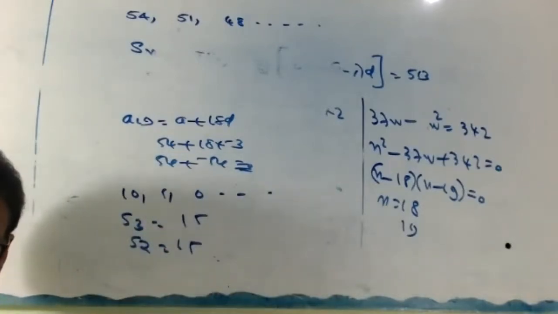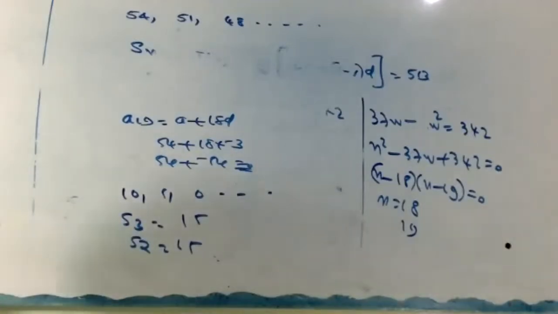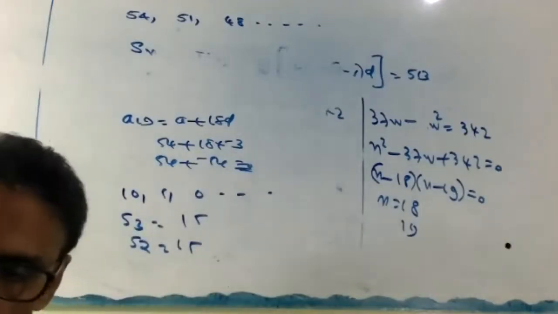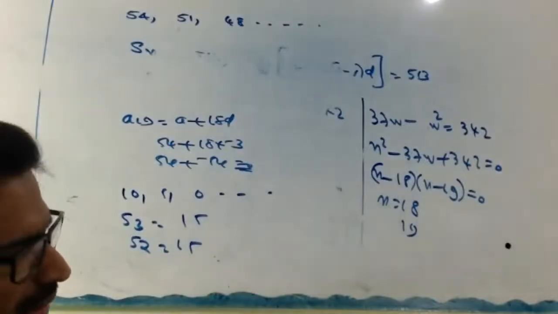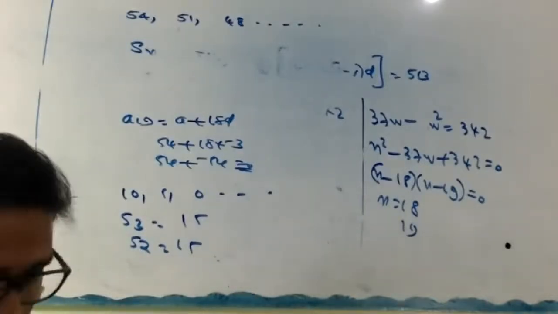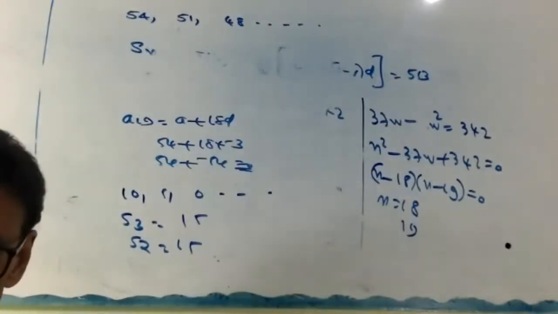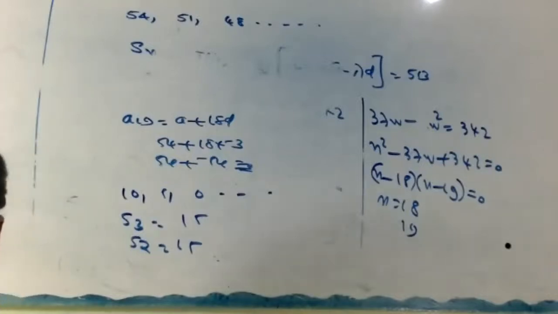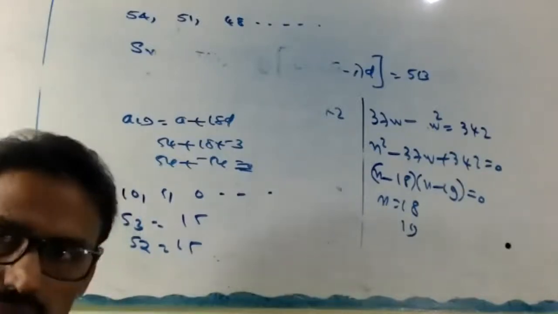Clear now? Okay. So n equal to 18. You see, A19, we got 0. That is the reason for the double answer. Clear now? Okay.